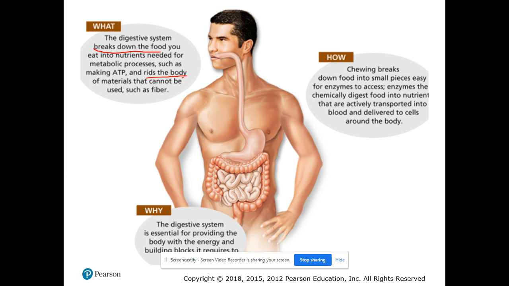So how are they able to do these two functions? Well, chewing with our teeth and our mouth helps break down food into smaller pieces, and then enzymes that are found all along our digestive tract break it down into nutrients. Then those nutrients are transported to the cells of the body through the bloodstream of the cardiovascular system. And why is it important to learn about the digestive system? Well, it's essential for providing us with energy and the building blocks in order to maintain life.